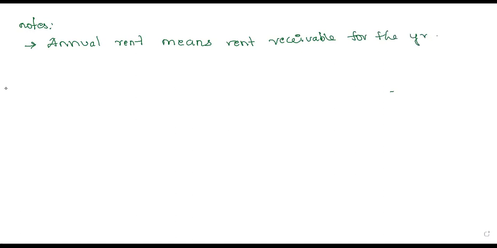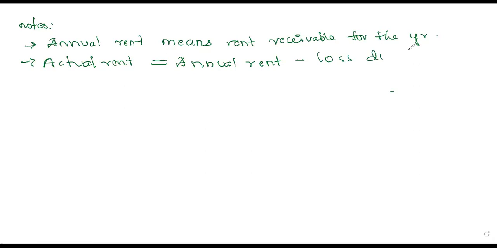And here is your second point. The second point is telling you actual rent will be equal to annual rent minus loss due to vacancy, minus unrealized rent. And the third one tells you unrealized rent is deductible from annual rent. Okay, these two notes are enough for you, not more than that. So again, these two notes you have to know. Whatever we studied, these two notes are there in short.